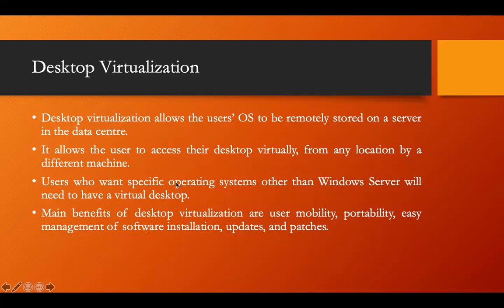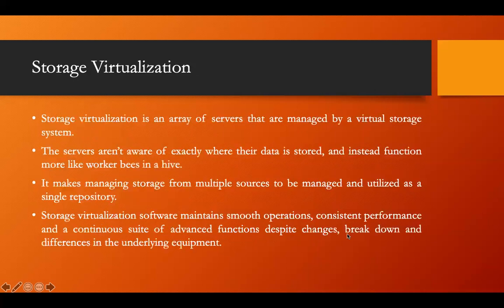So if we take an example of a laptop or a desktop, what we are using, we are using separate virtualization software. Here I'm using Parallels, which is a virtualization software. In Windows, you use other virtualization software to install two or three different operating systems. The main benefits of desktop virtualization are user mobility, portability, ease of management of software installation, and updates and patches. So these are the different benefits of desktop virtualization.